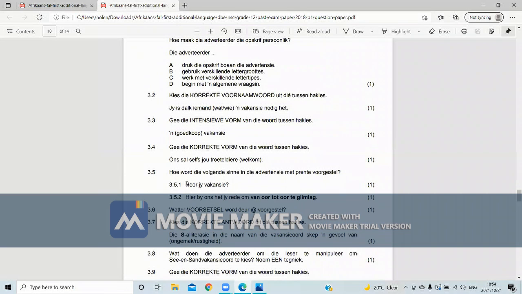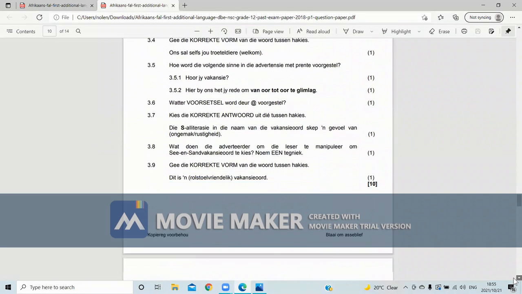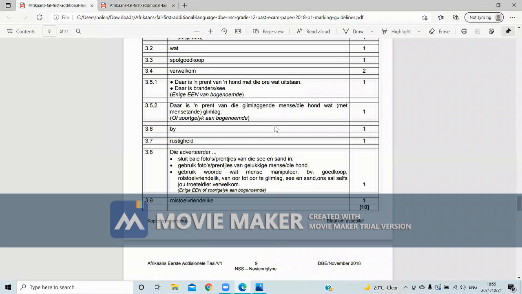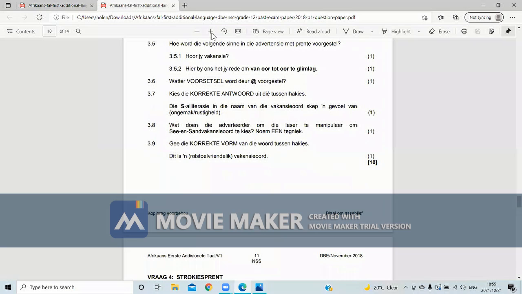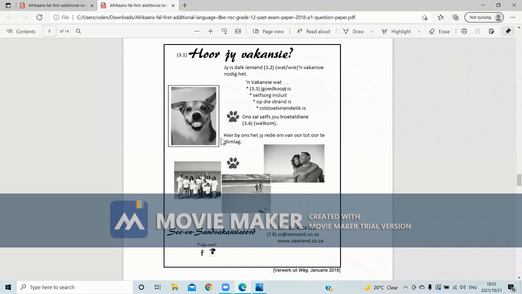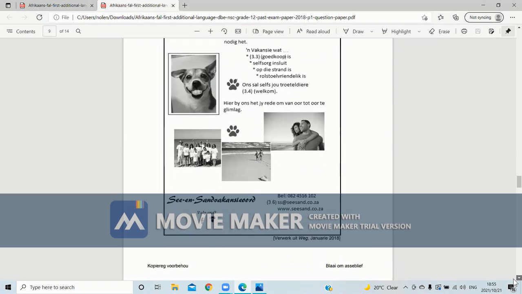Okay, and then hier by ons het jy rede om van oor tot oor te glimlag. So yeah, with us, you have reason to smile from ear to ear. Which picture would be telling us that? So either the dog with his big smile, or those people smiling. So daar is 'n prent van die glimlaggende mense, of die hond wat met die mense glimlag. Let me just show you. I think I always suggest going with the obvious one. So this dog is smiling hugely, and these people are smiling. So that works with that sentence.